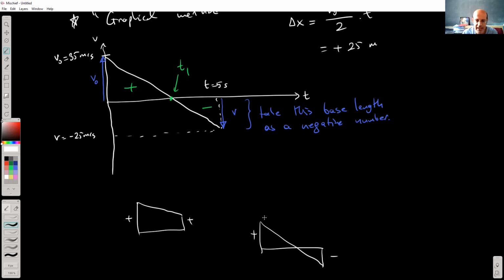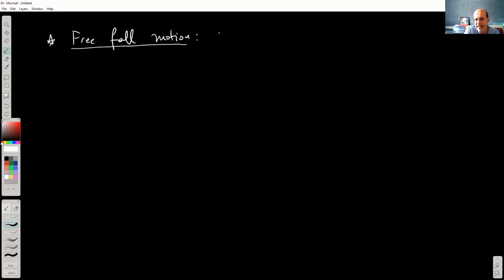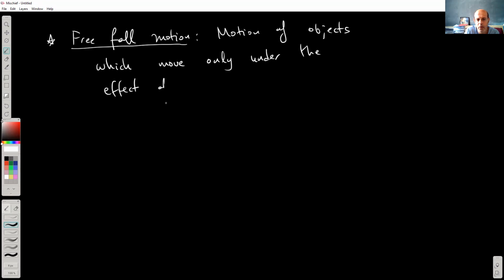Okay, so next, tomorrow, what I'm going to do, I'm just going to look at this freefall motion. Let me mention this, and then I'm going to stop here. So it's the freefall motion. I'm going to explain what it means. So it's basically the motion of objects which move only under the effect of gravity, right? That's the definition.